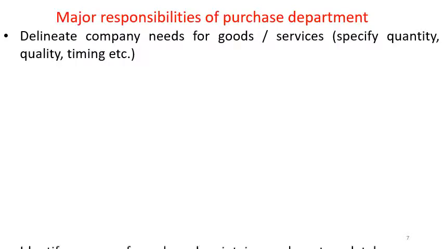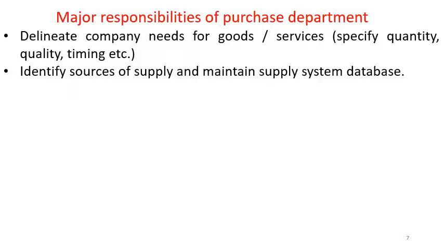timing of the supply. Next, identification of different sources of supply and maintaining the supply system database. So sources of supply: the different areas, regions, locations from where the suppliers can provide you, their transportation plans, the monetary considerations, how much they will charge, the reliability of the supplier, then the past records, how long they have been in the market, how reliable they are in terms of delivery, correct? All these things, proper homework, proper analysis will be done by the purchase department.